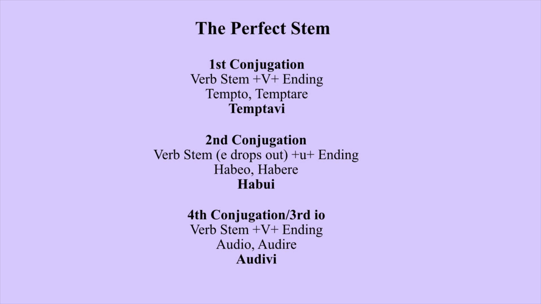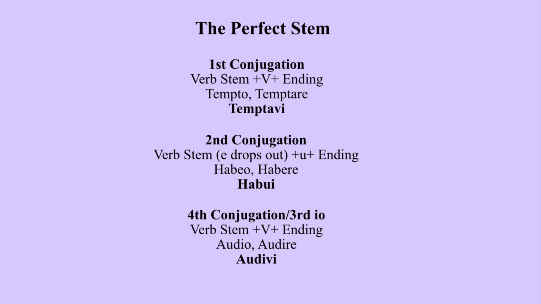For the second conjugation, we're going to do much the same thing, except for the E, or more specifically the long E, will drop out. So with habeo, habere, we're going to chop off ERE, add U instead of V, and then put our endings on to that. So habeo, habere will become habui, habuisti, habuit, habuimus, habuistis, habuerunt.